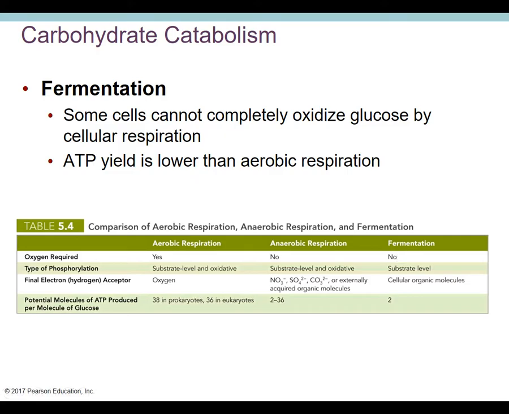And then the other thing is, what is the final electron acceptor? If it's aerobic respiration, it's oxygen. If it's anaerobic respiration or fermentation, it's not oxygen. And generally, we don't get too picky on the numbers, but respiration in general can generate in the 30s in terms of ATP, and fermentation doesn't even get close.